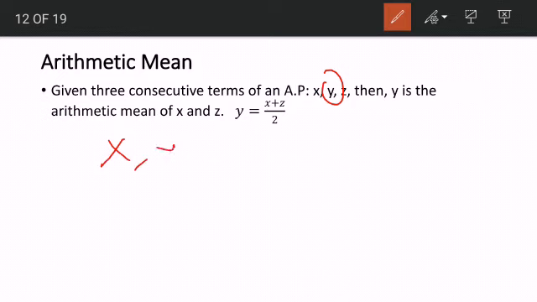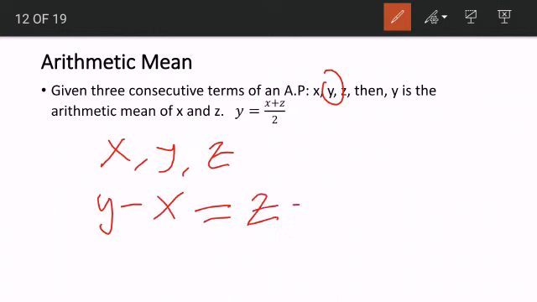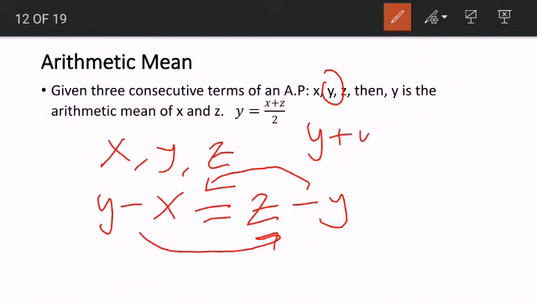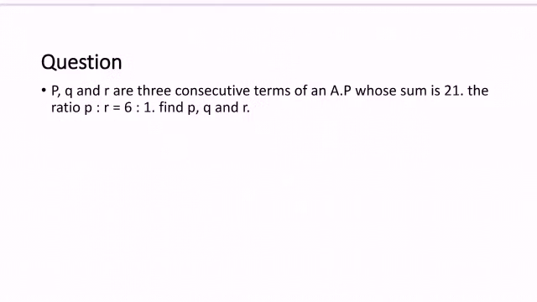Now to explain that further, when you have consecutive terms, remember that the common difference can be y minus x, and the common difference can also be z minus y, because remember an AP must have a common difference. Now if we bring minus y to the other side of the equation and minus x here, we are going to get y plus y is equal to z plus x. Now y plus y is 2y, which is equal to z plus x.